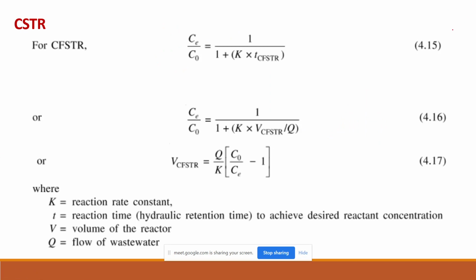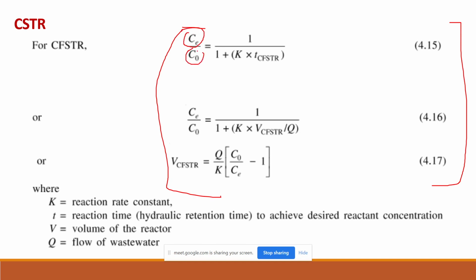Now these are some of the relations that are developed for the CFSTR. Fine. So when we talk about CFSTR, these will be helpful when you go for solving some numericals that are based upon this reactor dynamics, right? So Ce, that is the concentration in outflow by inflow, is represented by this, where K is the reaction rate constant, and T is the reaction time, or it can also be called HRT.